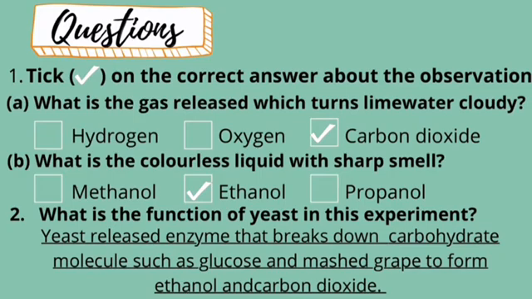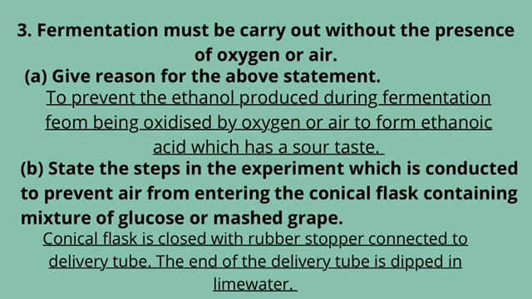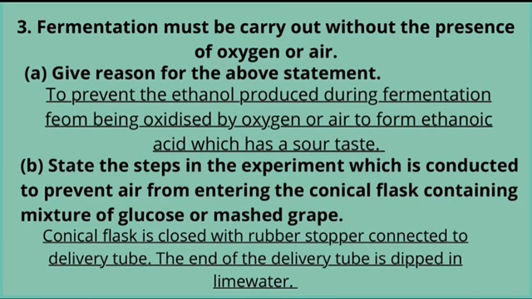Next question, what is the function of yeast in this experiment? Yeast releases enzyme that breaks down carbohydrate molecules such as glucose and mashed grape to form ethanol and carbon dioxide. For the third question, fermentation must be carried out without the presence of oxygen or air. Give reason for the above statement. Fermentation is carried out without the presence of oxygen to prevent the ethanol produced during fermentation from being oxidized by oxygen or air to form ethanoic acid, which has a sour taste.